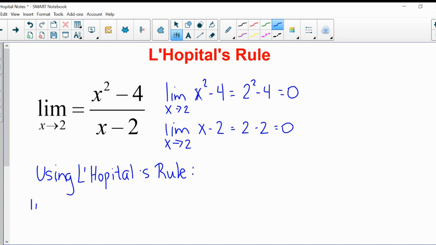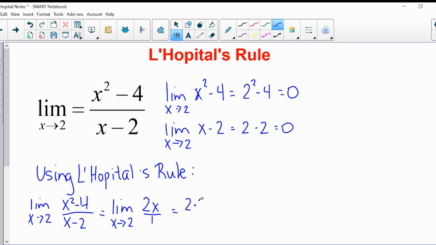So I'm going to show that the limit of my original function, x squared minus 4 over x minus 2, is equal to the limit as x approaches 2 of 2x over 1. And then I'll evaluate with direct substitution to get an answer of 4.